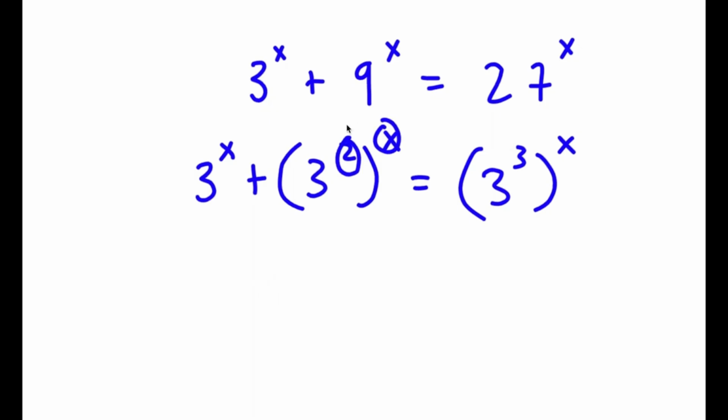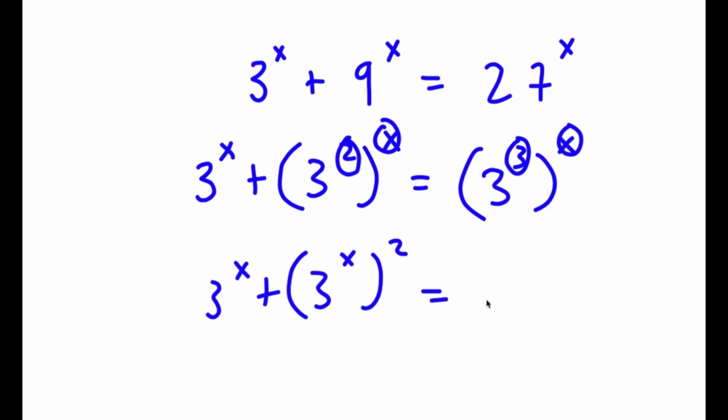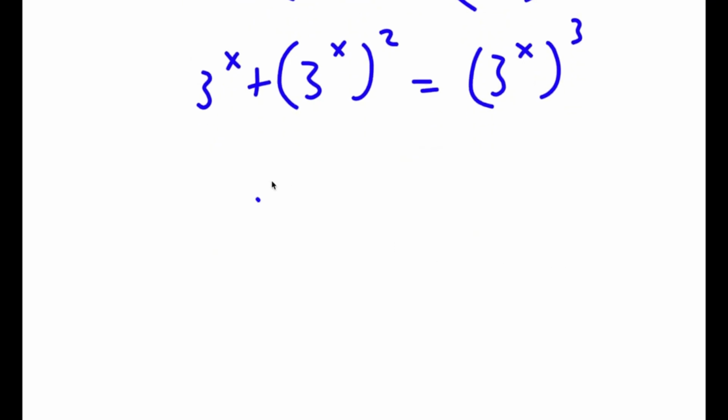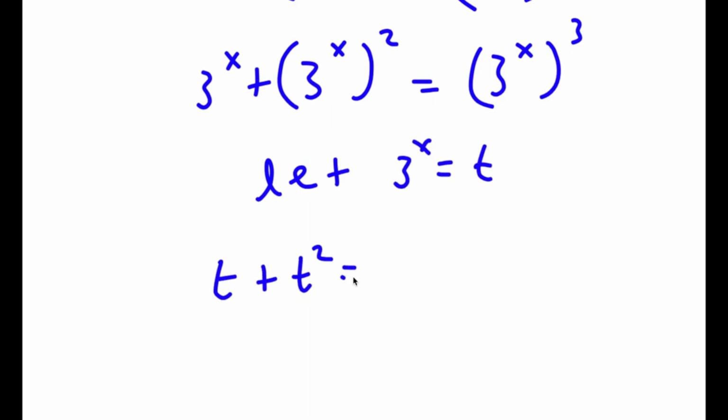Now I can actually switch the places of these two as well as these two. So now I'm going to have 3 to the power of x plus 3 to the power of x squared is equal to 3 to the power of x to the power of 3. Now if I let 3 to the power of x equal to the variable t, I'll have t plus t squared is equal to t to the power of 3.